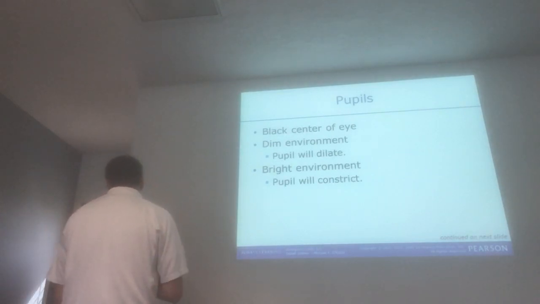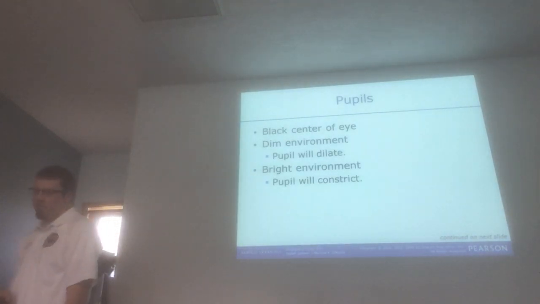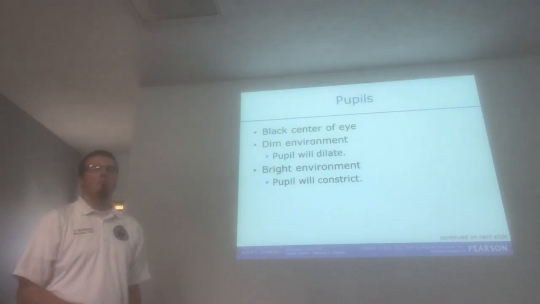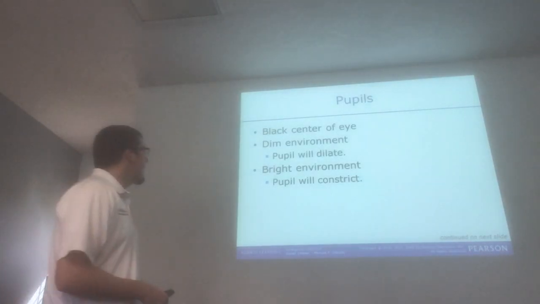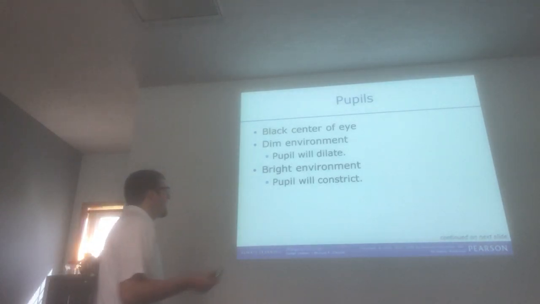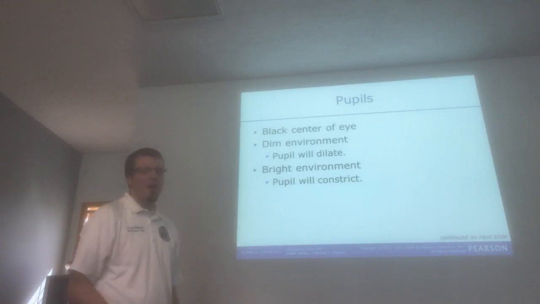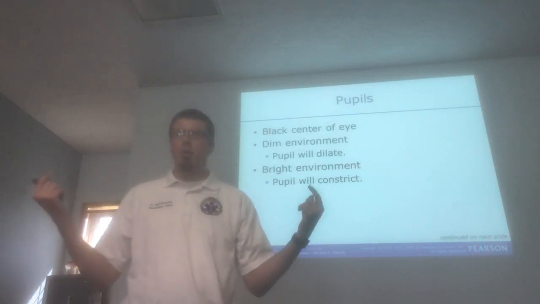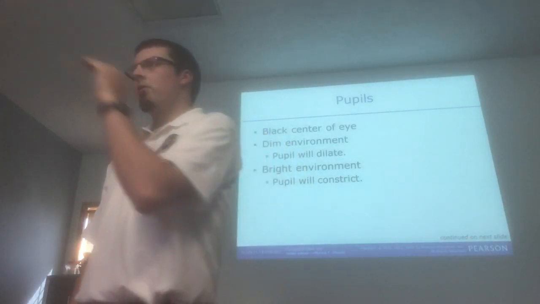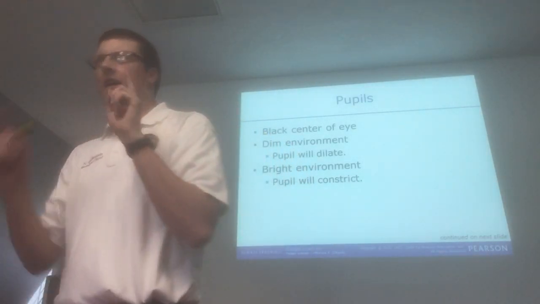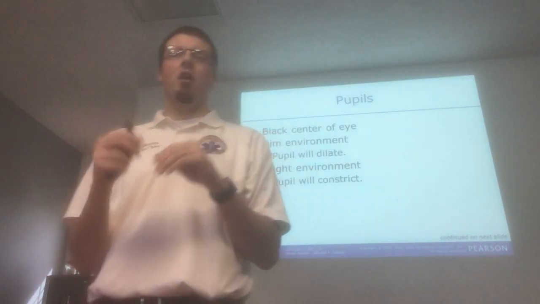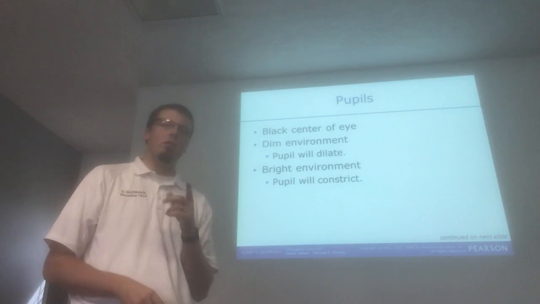Okay? Pupils. One of my most, I just can't say it enough, you should definitely be assessing patients' pupils. So we've got to look at the black center of the eye. In a dim environment, the pupil will dilate. In a bright environment, the pupil will constrict. I love to use pupils around us to assess. So if I think your pupils are messed up for some reason, I'm going to look at you over here. I'm going to compare your pupils. And theoretically, in the same lighting environment, they should be pretty close. And if you're still really dilated, I know that something's wrong.